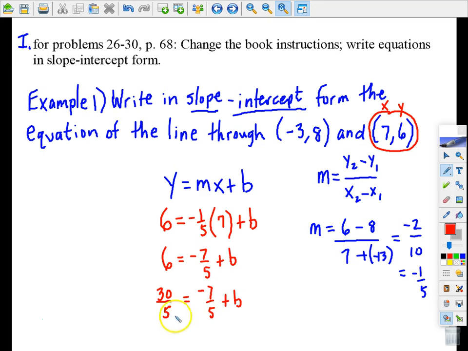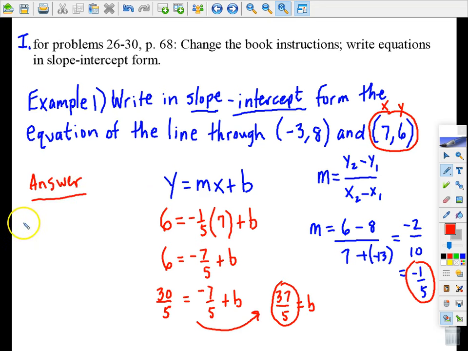And so hopefully you see that in order to solve for b, I'm going to need to add 7/5 to both sides, and I'll try to squeeze it in down here. Maybe I'll put it over here. So b is going to be positive 37/5. Okay, so at this point, if you know the y-intercept and you know the slope, it makes writing slope-intercept form very easy. So I'll come over here with my final answer.